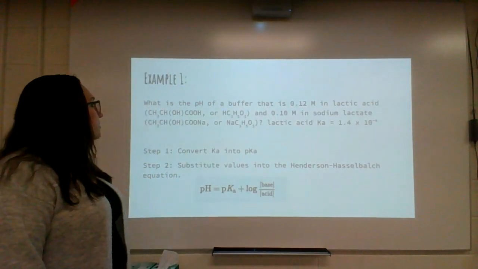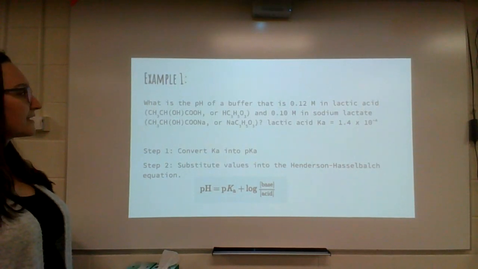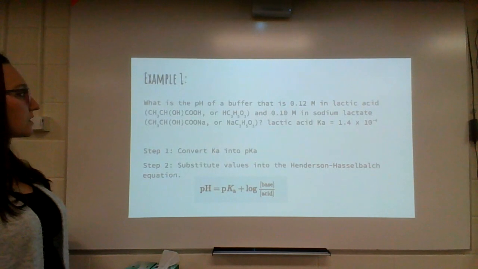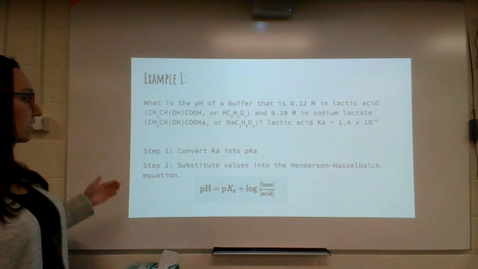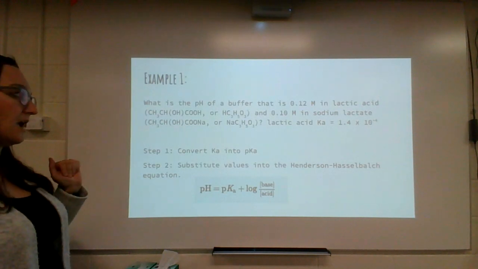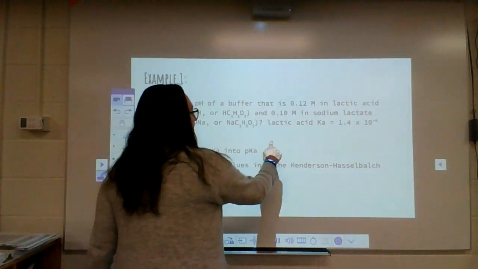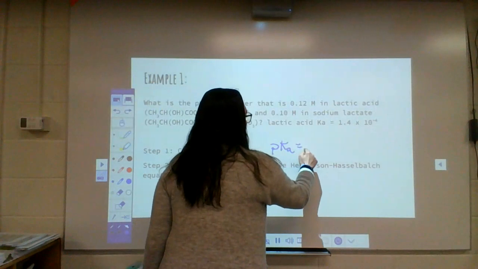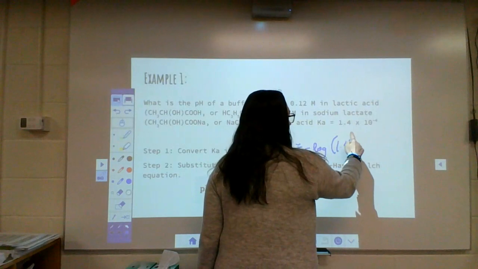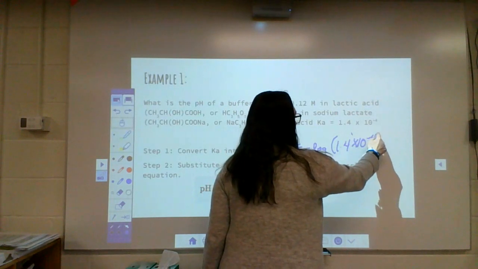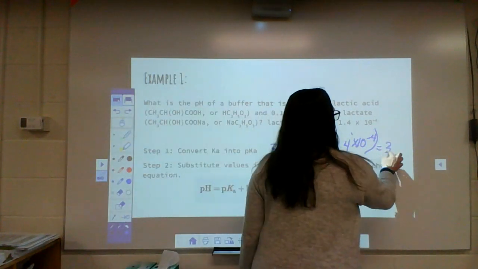So let's do an example. For this first example, we want to find the pH of a buffer that is 0.12 molar in lactic acid and 0.1 molar in sodium lactate. The lactic acid Ka is 1.4 times 10 to the negative 4. So our first step will be to convert the Ka into pKa. To do this, we'll take the negative log. The pKa is equal to the negative log of 1.4 times 10 to the negative 4. Plugging this into our calculator, we'll get that the pKa is equal to 3.85.